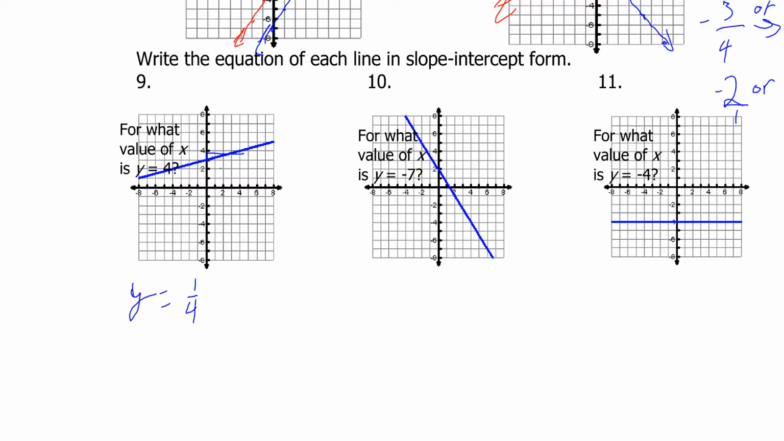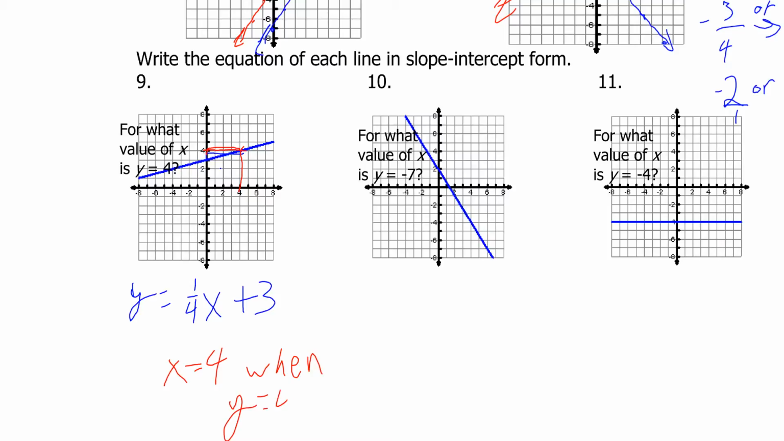Now it's asking for what value of x is y equivalent to 4. So we start off at 4, we got y equals 4 right there. Then we go all the way over to the graph, and then we drop straight down to the x-axis. So when y equals 4, x equals 4. That's it. Very simple.